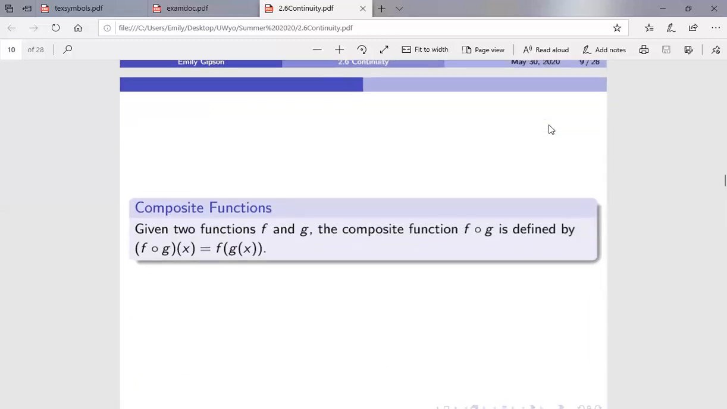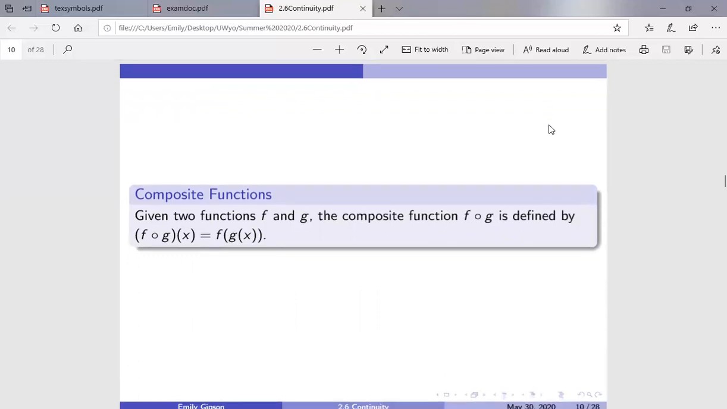So now let's talk about composite functions. We saw a lot of different ways to combine functions in the previous slides, but this is a different way to combine functions. Given two functions, f and g, the composite function f∘g is defined by f∘g of x, which is the same as f of g of x. So we take a value x and we plug it into our black box, our function called g, and we get some sort of output. That output we then put into our function f, and we hope to get a viable output from there.